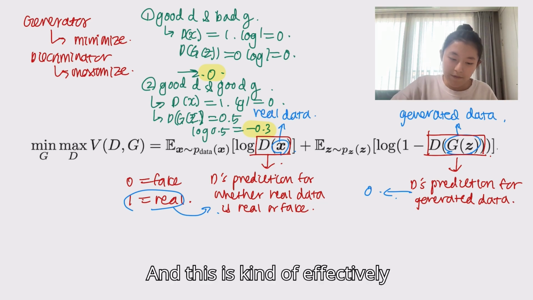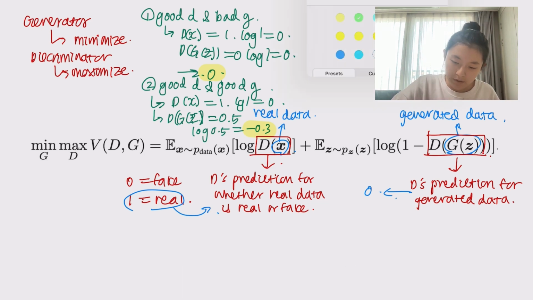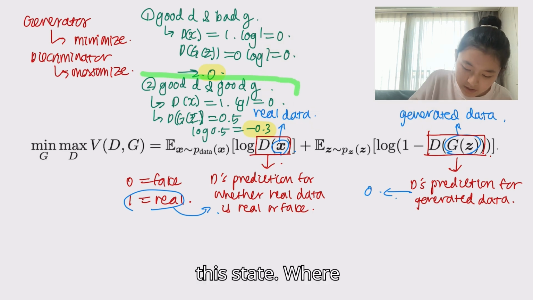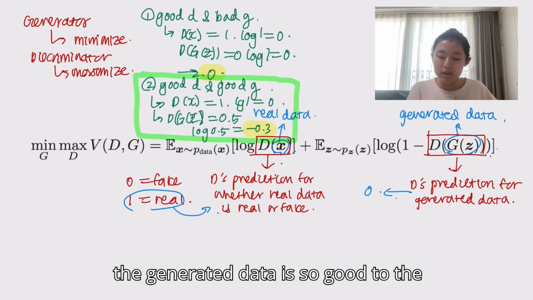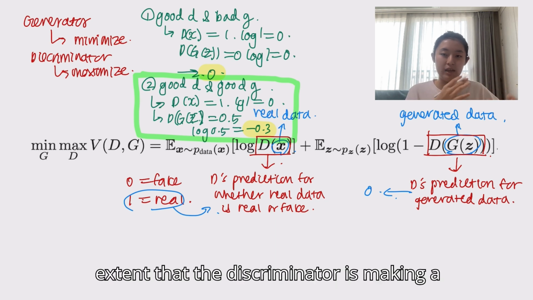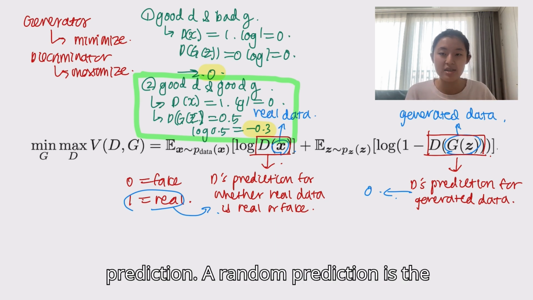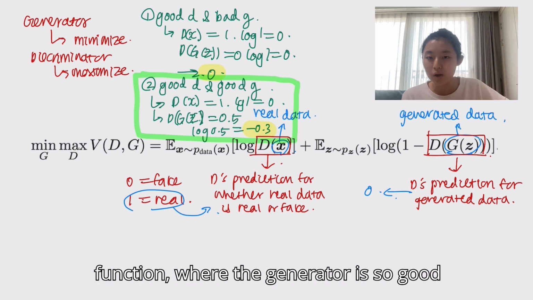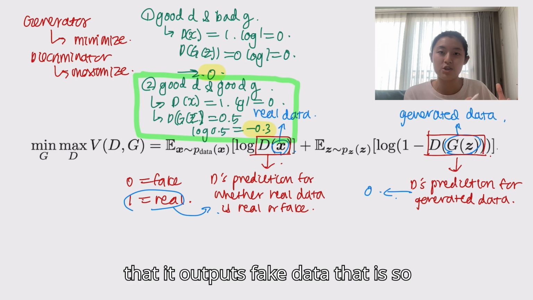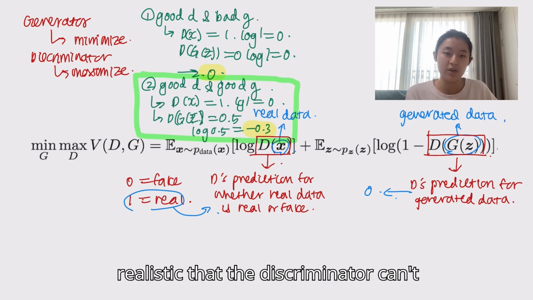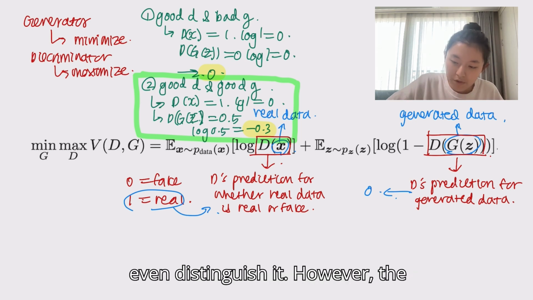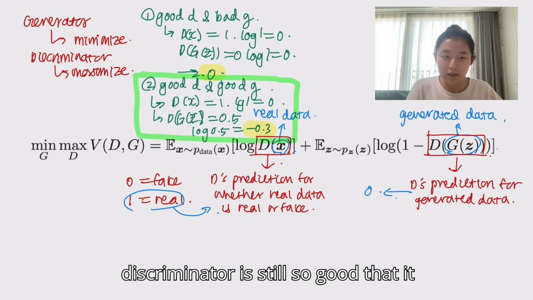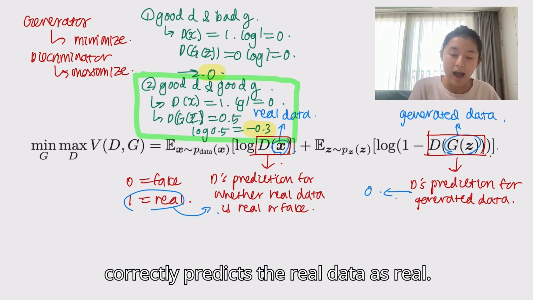And this is effectively the state where the generated data is so good that the discriminator is making a random prediction. This is the ideal state for the min-max function, where the generator is so good that it outputs fake data that is so realistic that the discriminator can't even distinguish it. However, the discriminator is still so good that it correctly predicts the real data as real.